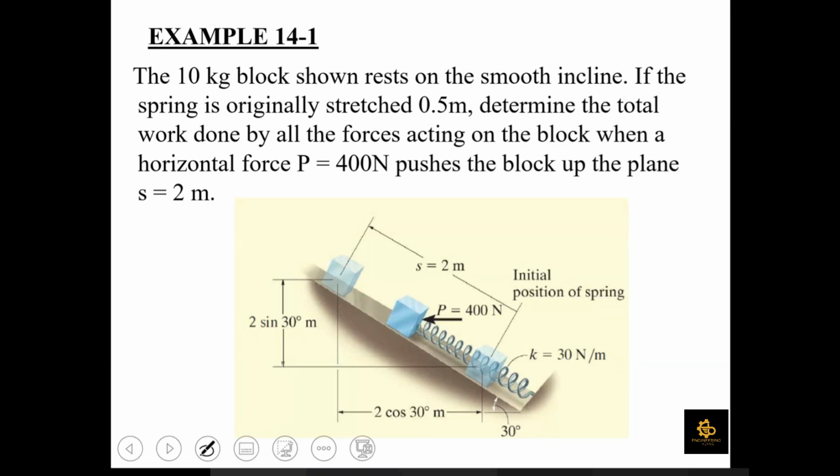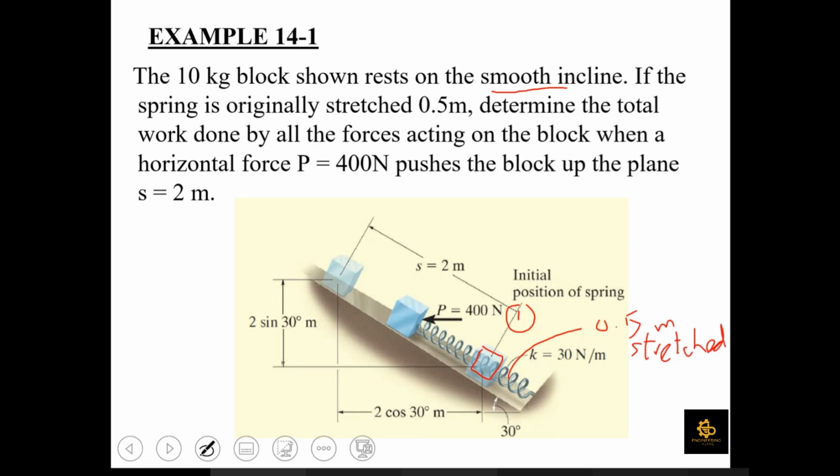Okay, first of all, reading the statement of this example, you have a 10 kg block shown which rests on a smooth incline. For simplicity, the incline plane is smooth, so we are not going to include friction here. The spring is originally stretched 0.5 meters, so initially this particle is located at this position. Let us say this is our position number 1, and at this position the spring is already stretched 0.5 meters from its neutral position.